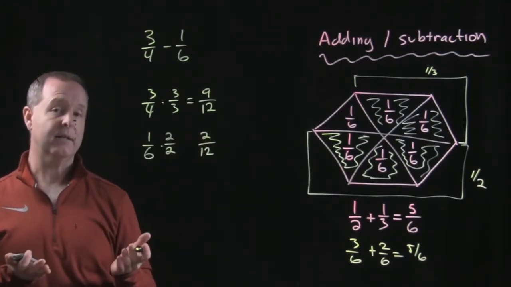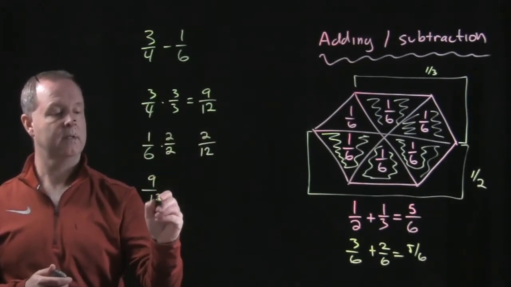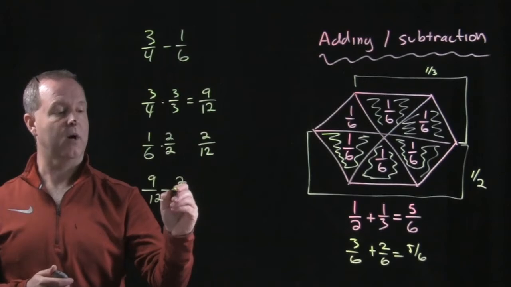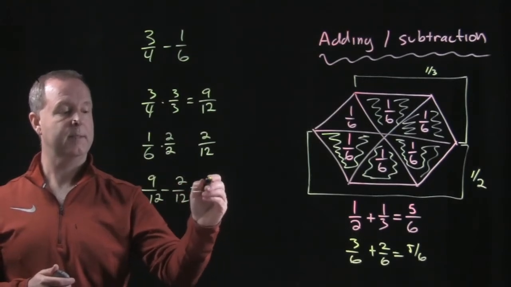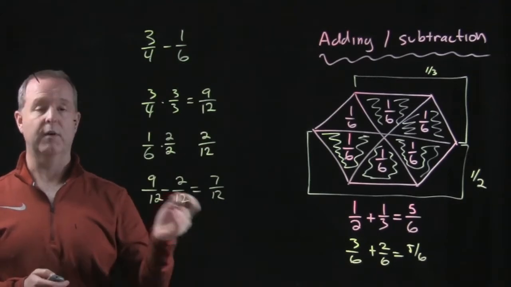Now I can rewrite my original problem, 3/4, which was a 9/12, subtracting a 2/12 produces 7 parts of 12. 7/12 doesn't reduce, so there's my final answer.